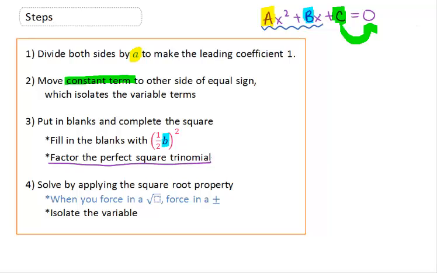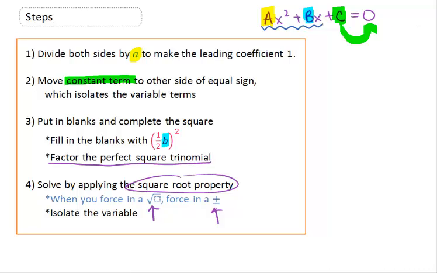At that point, you should only have one variable, and that variable should be squared. So you should be able to finish this by isolating the variable and using the square root property. Remember, whenever you force in a square root, you should also force in a plus or minus. And at that point, you should be able to isolate your x or whatever variable you're using in this example.